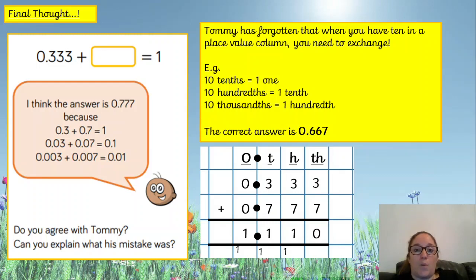Okay, well done if you managed to work that out. It's a little bit more difficult, a little bit more challenging for you. Hopefully your brains were working okay today.